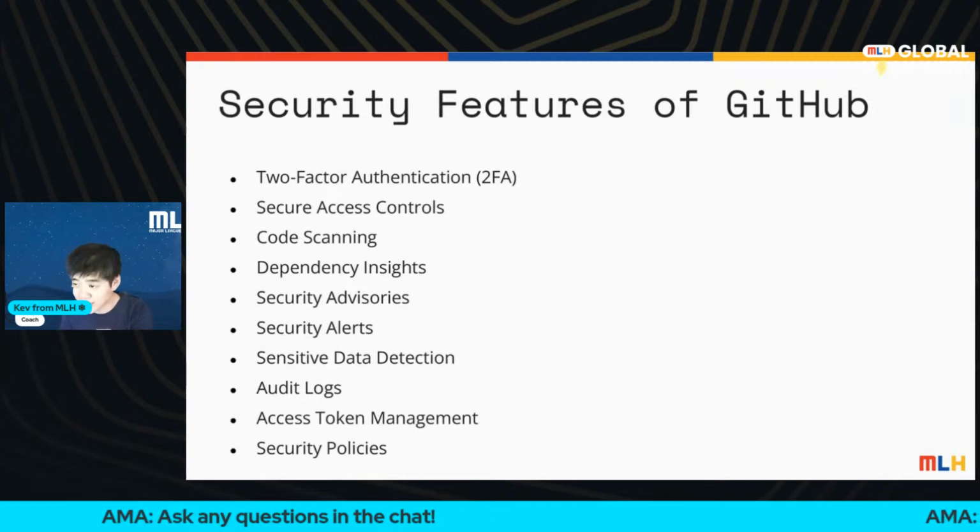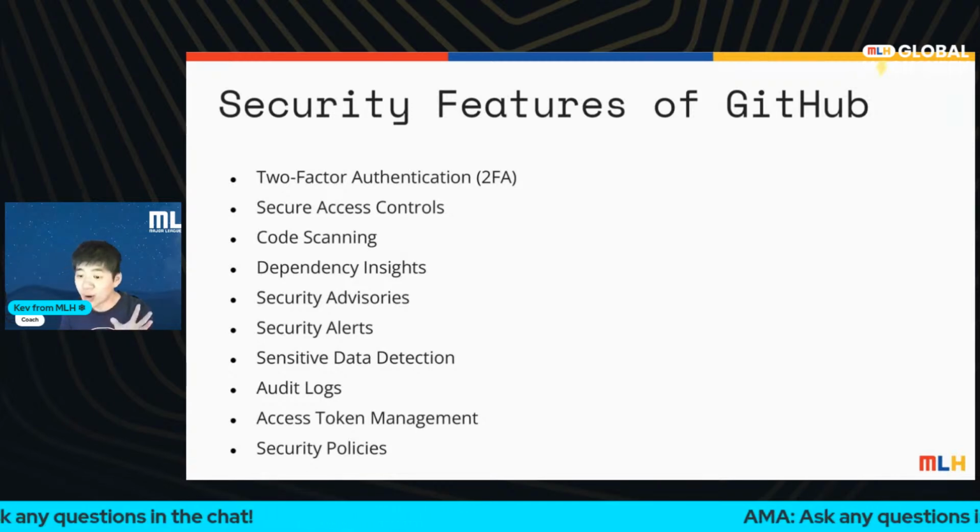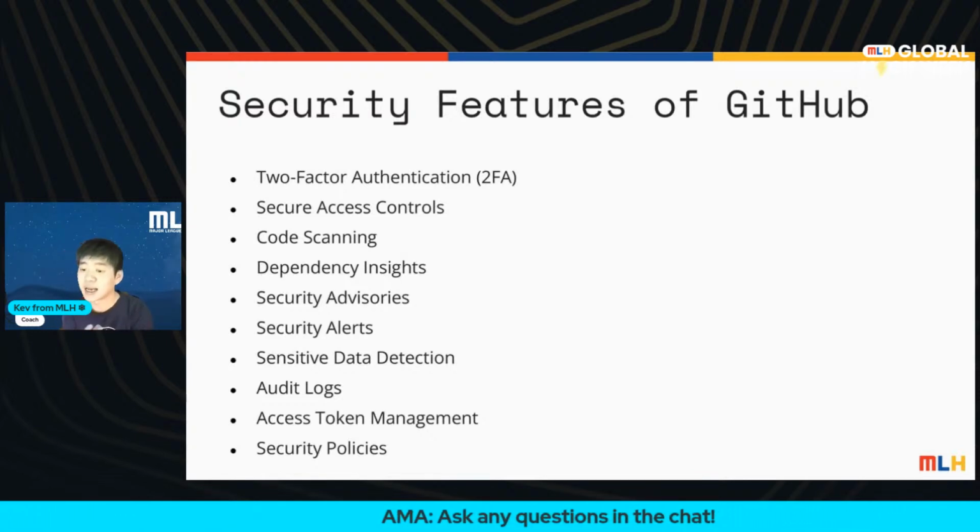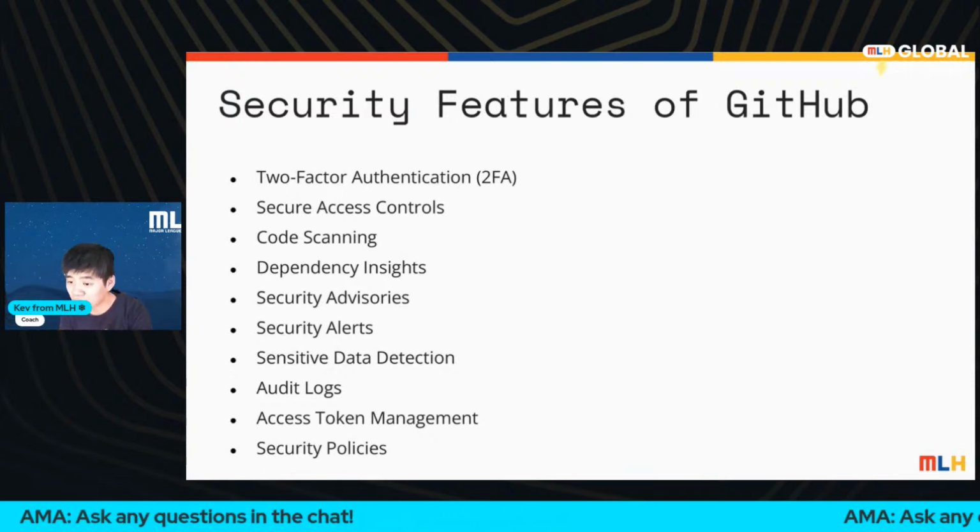It provides code scanning. What that means is GitHub will scan your code to identify potential security vulnerabilities, and it will provide analysis of it. It would tell you, oh, here's a really common coding mistake, or here's a known security issue you might want to fix.